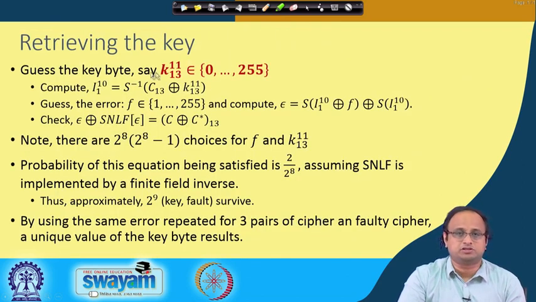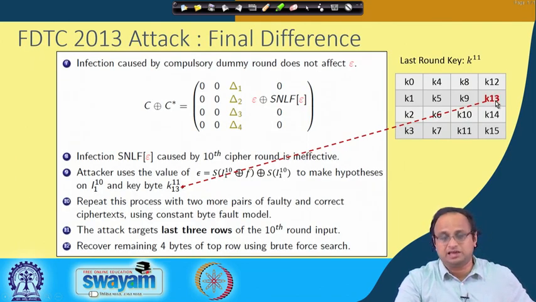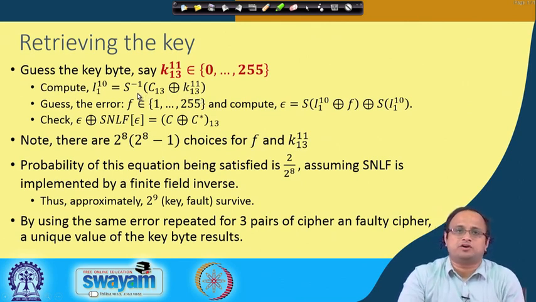So here we see the process of retrieving the key. What we do is we try to guess this key byte. Remember that this key byte, for example K13, can take values 0 to 255, that means 256 possible values. So if I do that, then what I will now do is invert and compute S inverse and XOR C13. Remember that C13 stands for a specific location in the ciphertext which gets XORed with this key byte, and then compute the inverse of that. So this is nothing but I110.